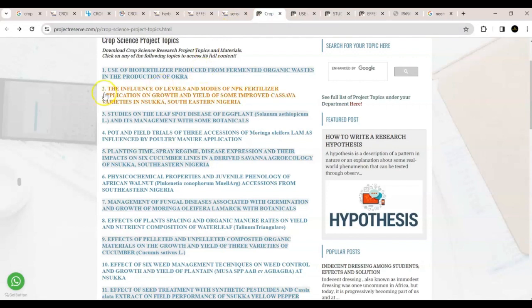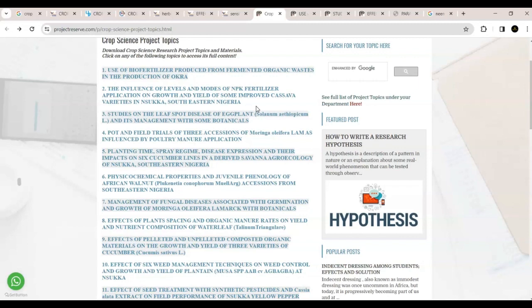So let's look at the second one, the influence of NPK fertilizer on improved cassava varieties in Nsukka, southeastern. What you have to do is confirm wherever you are, can you plant cassava? Are they farming cassava in the area? If you plant cassava, will it grow? So you have to consider that, because you have to look for what you can plant and that will grow in that area.